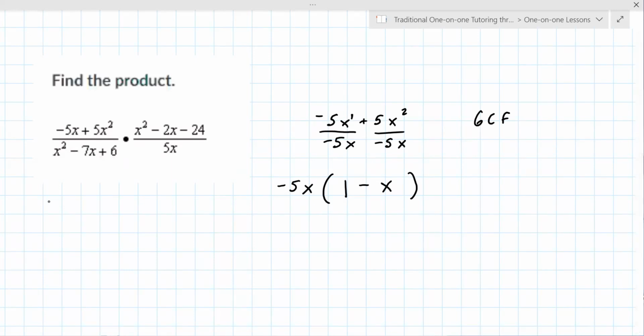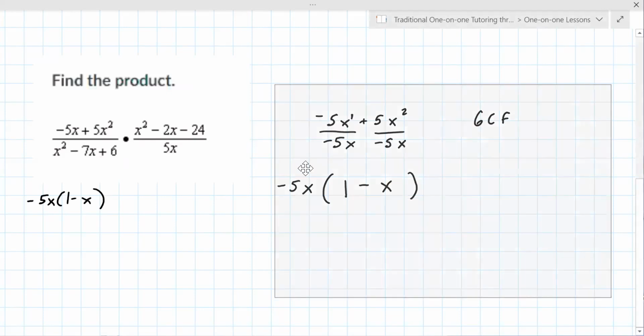Okay, and unfortunately, that means that's just 1/4 of this problem. So I'm going to go ahead and write it back over here, minus 5x, 1 minus x. So just move this up.